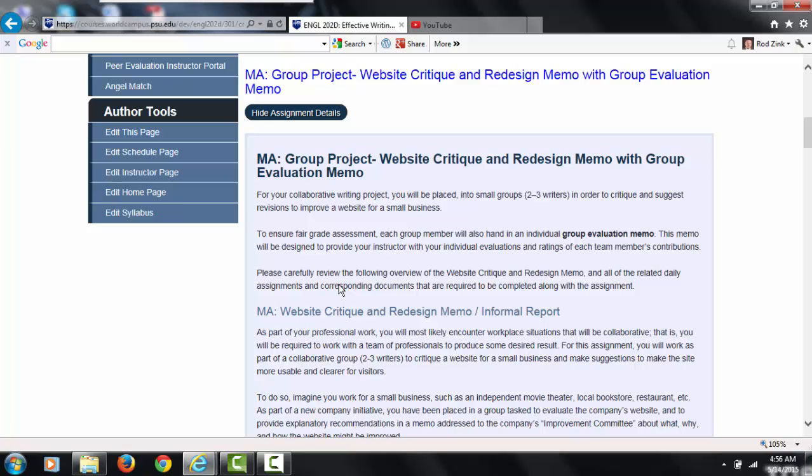Your instructor will usually either post your group assignment via ENGL or send you an email to inform you of your group assignment. The purpose of the assignment is for your group to collaboratively critique a business website of your choice and then prepare an informal report to suggest improvements to the website presented to the website company's improvement committee utilizing a memo type format and features.